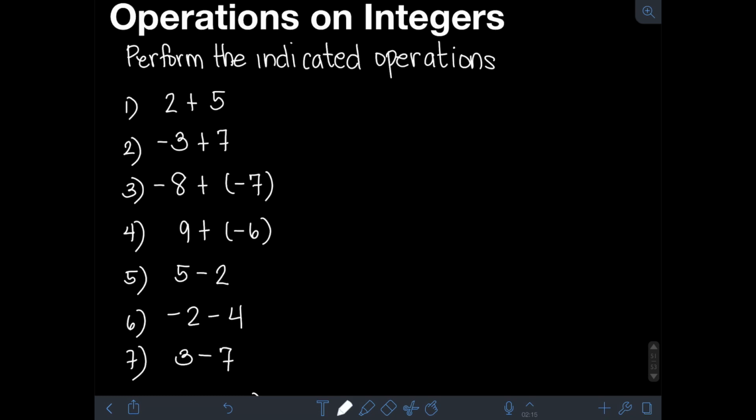Okay? So, sa first example, 2 plus 5. So, pareho sila ng sign na positive, right? So, therefore, i-add natin sila. So, 2 plus 5 is 7. And the sign is positive kasi pareho silang positive. Okay? Next, negative 3 plus 7.